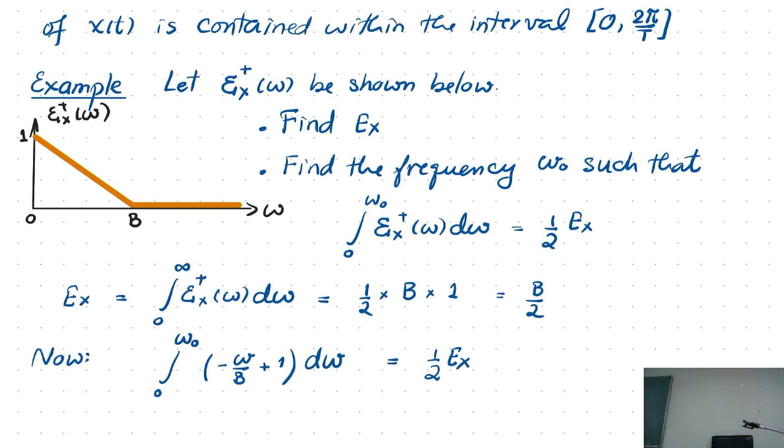So what is this integrand? This integrand represents the linear line here, the straight line. The slope is minus 1 over b, right? Minus 1 over b, and the y-intercept is 1, so I write down 1 there, and I have to integrate it from 0 to omega 0, somewhere here, such that the area, the integral, would be 1/2 of the total area, which is the energy. That is what is required for us to do, right?